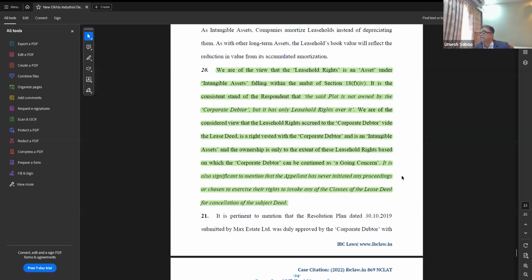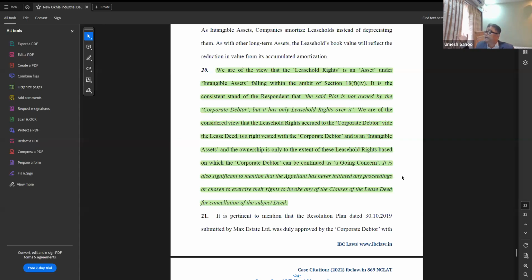Sir, Section 18 is very vital for the IRP. You just go through that and many things will be clear. Under 18F(IV), it is the consistent stand of the respondent that the said plot is not owned by the corporate debtor, but it had only leasehold right over it. We are of the view that the leasehold right accrues to the corporate debtor. The lease deed is a right vested with the corporate debtor, an intangible asset, and the ownership is only to extend the leasehold right based on which the corporate debtor can continue as a going concern.